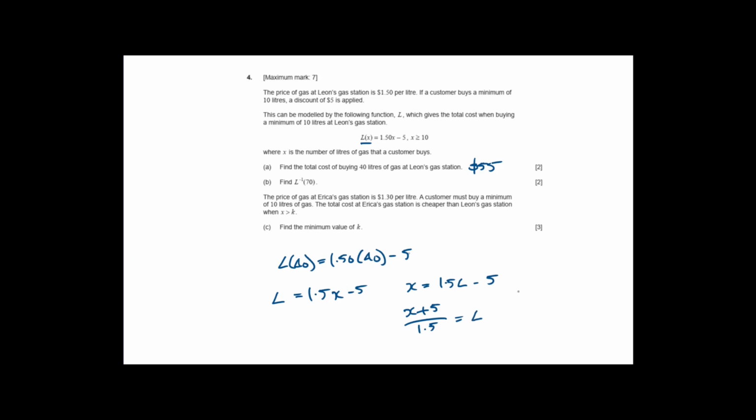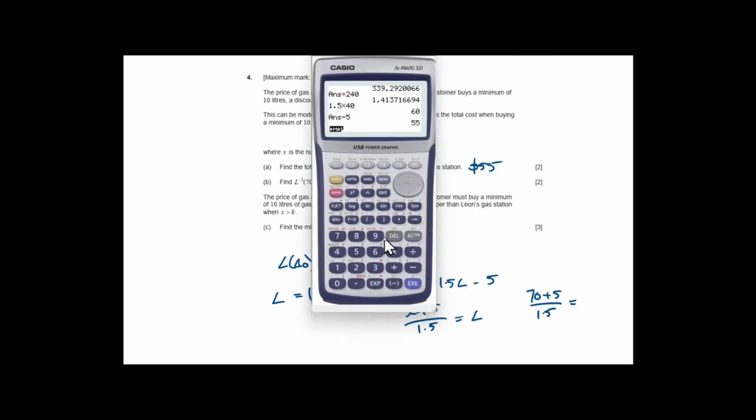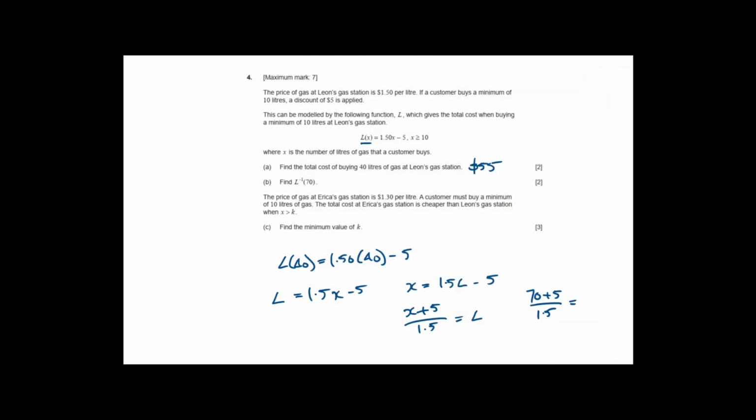And then I'm going to put in 70 up here. So 70 plus 5 divided by 1.5. You have no idea what that is. So 75 divided by 1.5 is 50. So 50 what, I guess it would be $50.